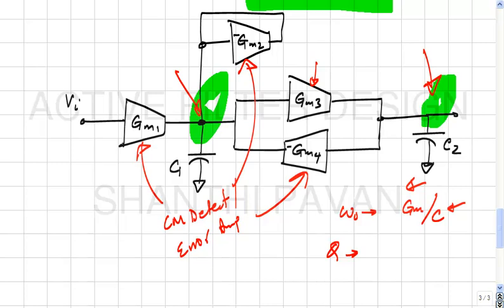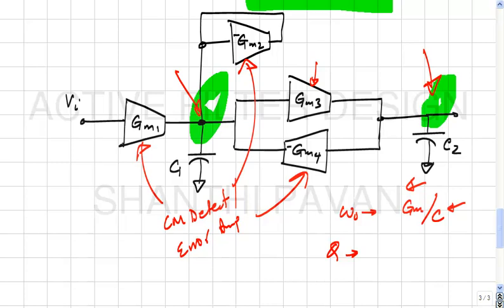It must only depend on ratios of like quantities. So you will generally find that since it depends on ratios of capacitors and ratios of transconductors, if all transconductors vary in the same way, then Q will remain invariant, right? So variation in Q will be very small. However, variation in omega naught can be very large, right?